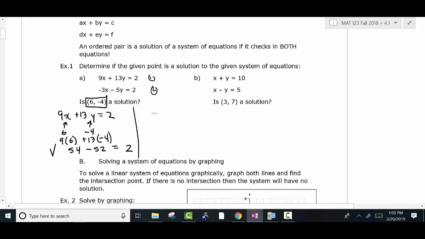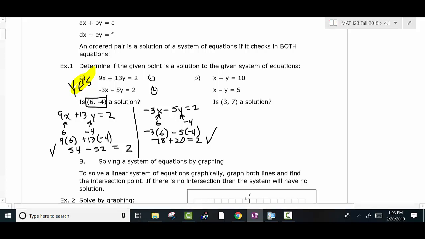Next thing you need to do is take the second equation, -3x minus 5y equals 2, and plug in. Same thing, x is 6, that goes in there. y is -4, that goes in there. See if it works. It's got to work in both. So this would be -3 times 6 minus 5 times -4. Work that out and see if you get 2. This is -18. This is 2 negatives, so that's plus 20. -18 plus 20 is 2. So it checked in both. That means the answer to this problem is yes. It's got to work in both in order for it to be a solution to the system.